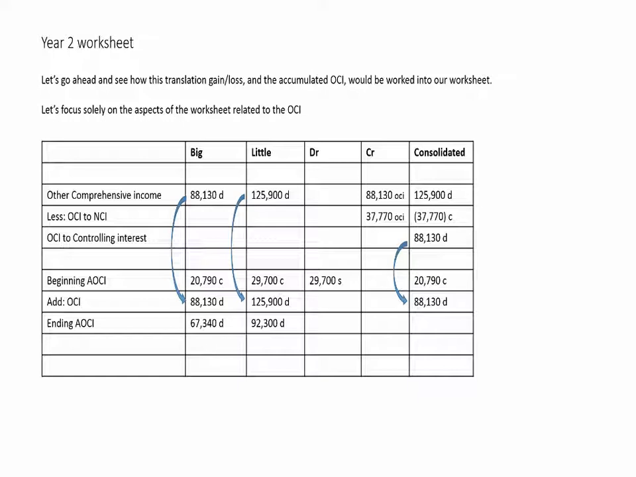Continuing on, we eliminate the subsidiary's AOCI, because basically what we want for the AOCI is to have this viewed from the parent's perspective. So we have the parent's beginning AOCI plus the parent's other comprehensive income equaling the parent's ending accumulated other comprehensive income.